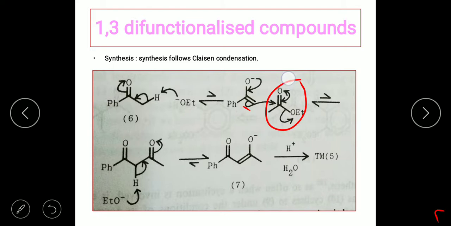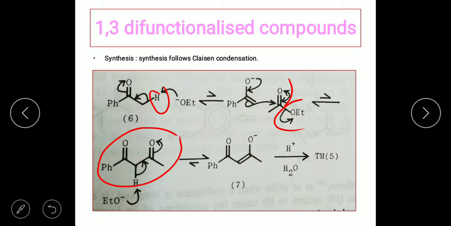Then again the oxygen is going to have a negative charge. This is nothing but the conjugated form. Now the negative charge on the oxygen comes back to form a double bond, and there is the elimination of OEt minus. So OEt minus and the H plus are going to depart as ethanol, and you are going to get a compound of this kind. That is, you're going to get a diketone.